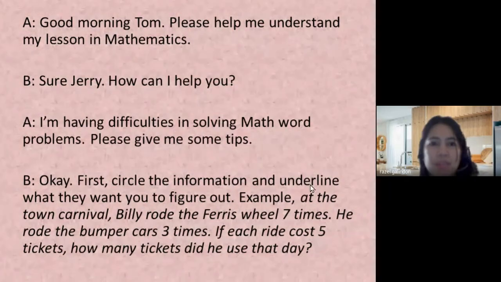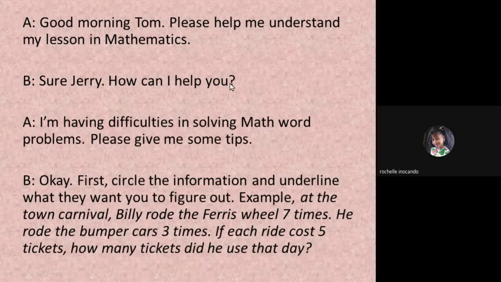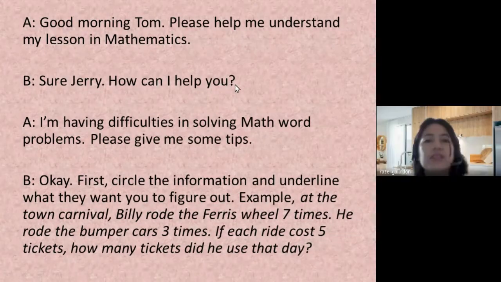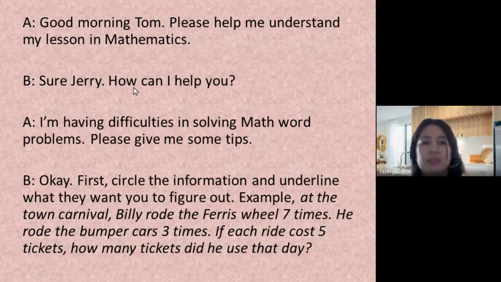How about the next one? Next line. Sure, Jerry, how can I help you? Do we have an imperative here? No. Wala po. If there's none, what type of sentence can you see here? Interrogative sentence po. Okay, very good. This is interrogative, the line how can I help you?